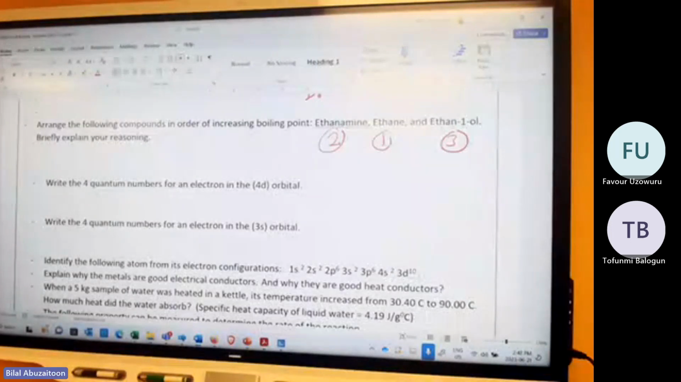Write the 4 quantum numbers for electron 4D. Now 4D, N equals what? 4, excellent. L equals 2: S, L equals 0; P, L equals 1; D, L equals 2; F, L equals 3. So L equals 2. M sub L.